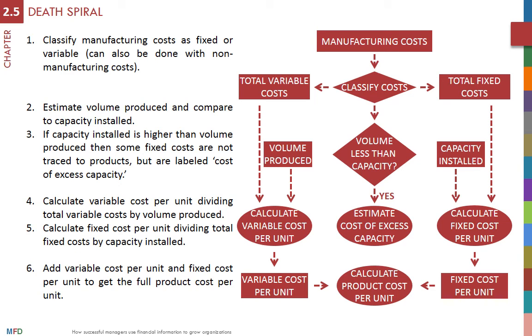Clear identification of such a cost should encourage management to act and find ways to fully utilize the capacity or to reduce it as quickly as possible. The concept of death spiral is easy to understand, but in reality, it is difficult to spot. A red flag to quickly identify the spiral is to analyze whether the change of unit costs are directly linked to volume changes.